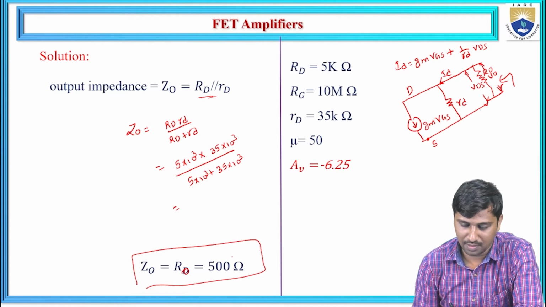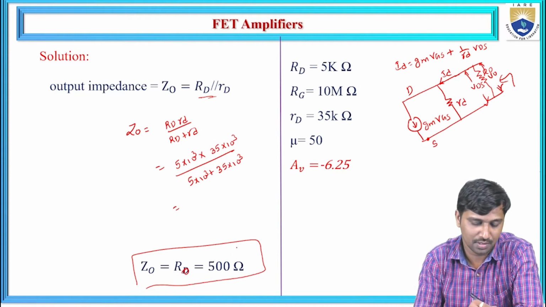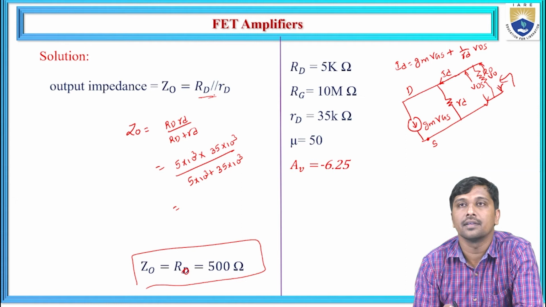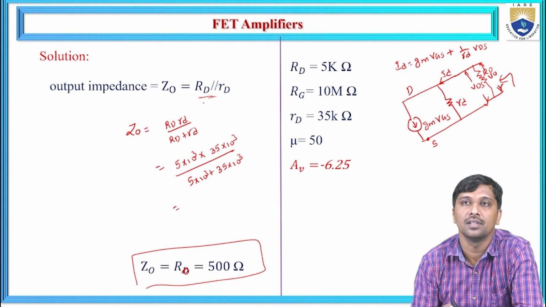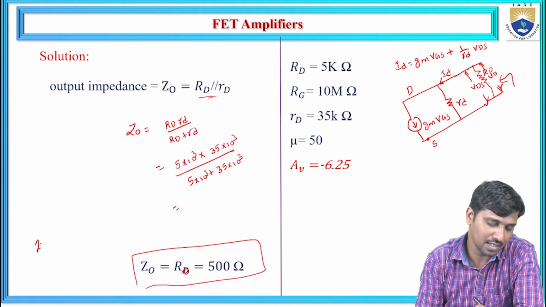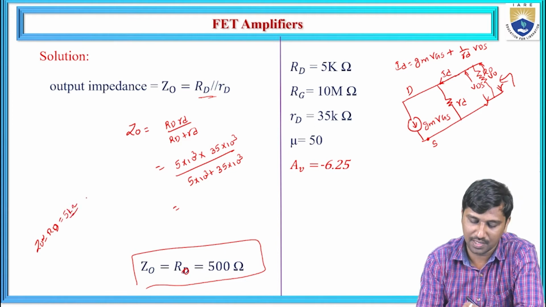But otherwise, if two unequal resistances are in parallel combination, the equivalent parallel combination is approximately equal to the smaller resistance value. So otherwise you can write that Z0 is approximately equal to RD, which means the value is 5 kilo ohms.